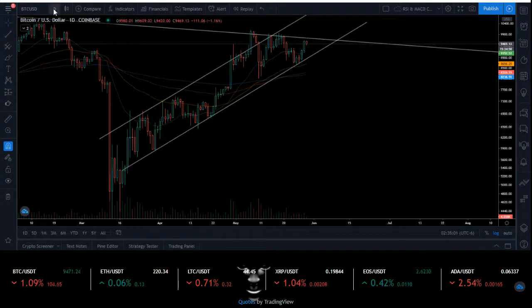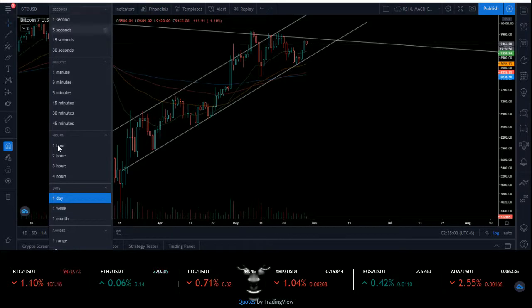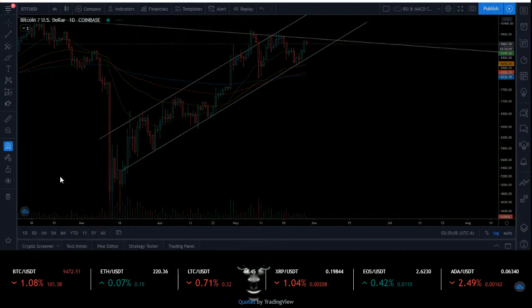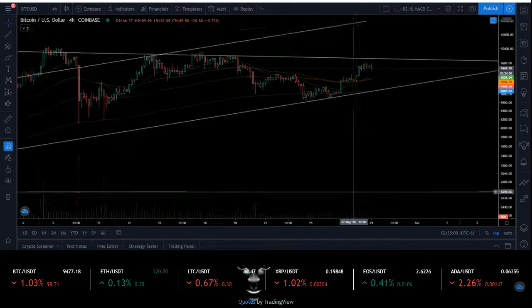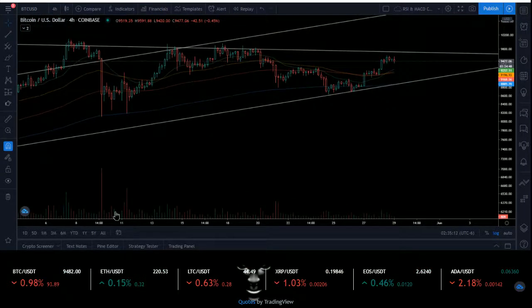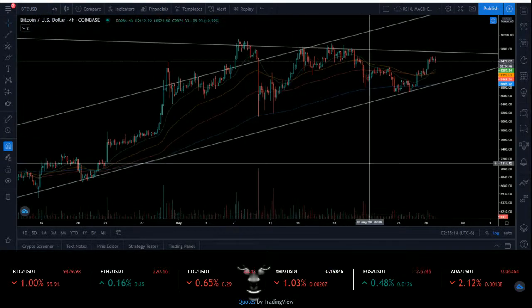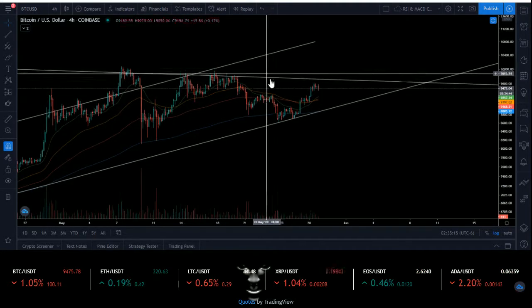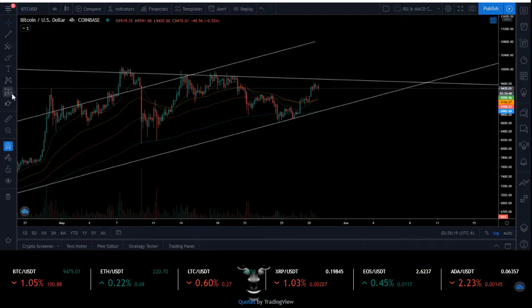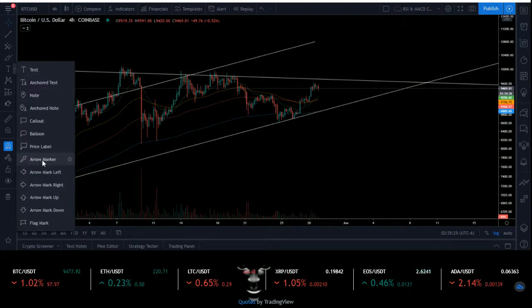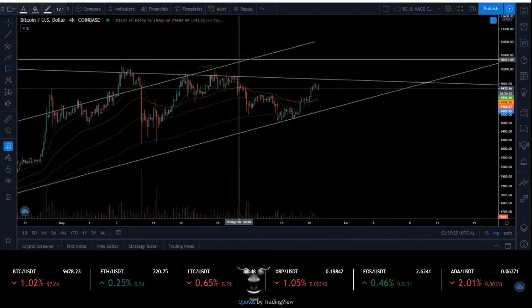And next will be the 4 hours time frame. We're done with the daily. Now on the 4 hours, we can see where the weekly is. You can also add text here. Let's add a callout, and call it out here.